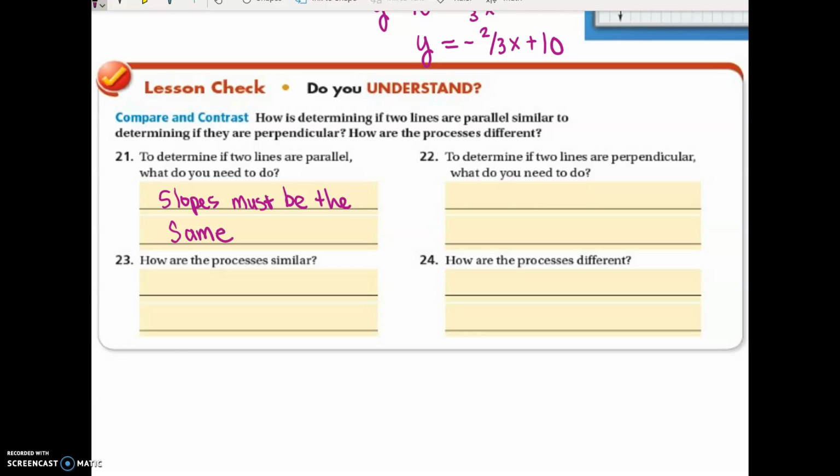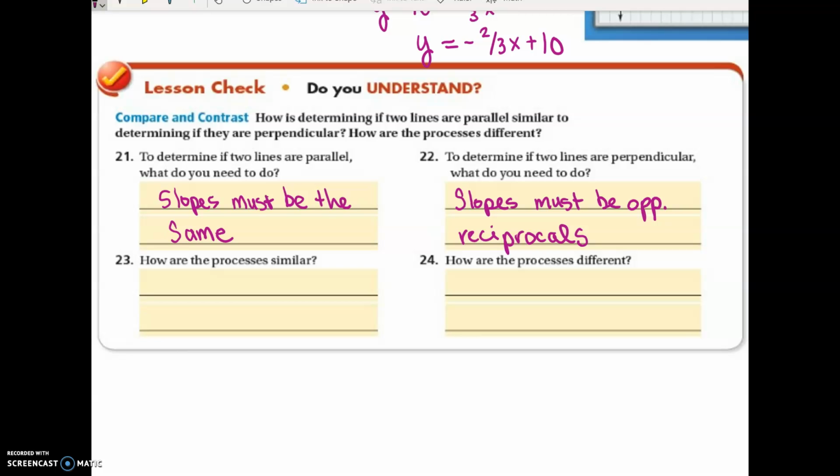22, to determine if two lines are perpendicular, what do we need to do? Well, we've talked about the slopes again, but the slopes must be opposite reciprocals. I'm going to just abbreviate opposite. So opposite reciprocals.